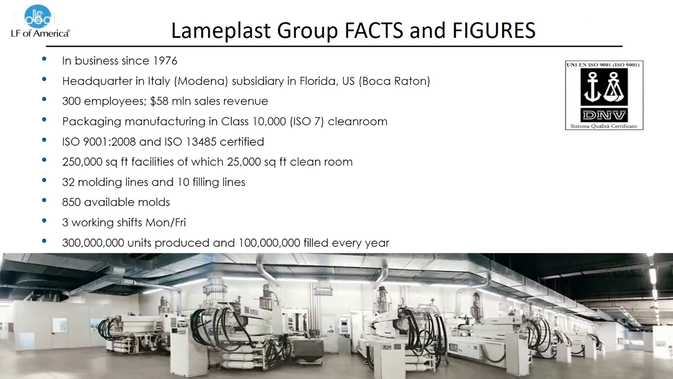We have a total of 32 molding lines for the manufacture of the packaging, 10 filling lines among sterile and non-sterile. In these 40 years, we make internally more than 850 molds, of which a smaller part of these are currently in use, but we have a large warehouse of molds. Currently working on 3 shifts, Monday to Friday, so 24/5. We produce an average of 300 million units per year, and we fill approximately 30% of these.